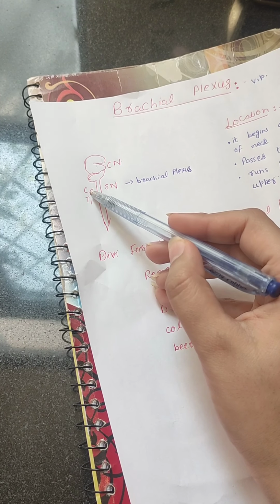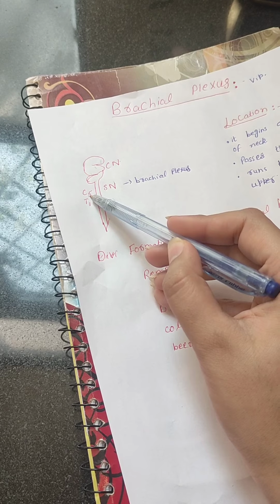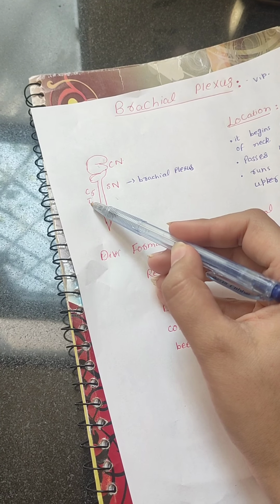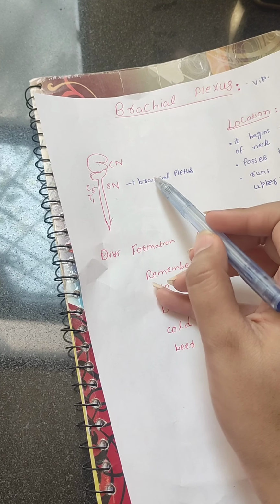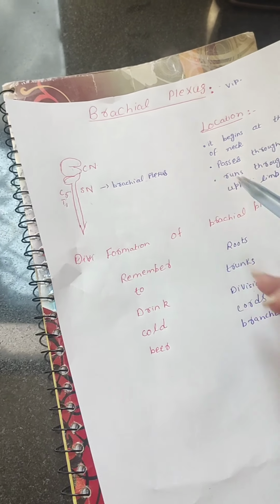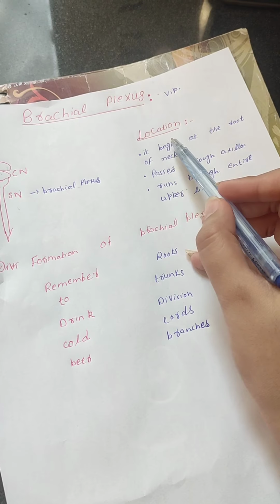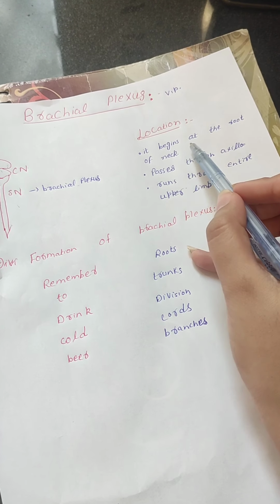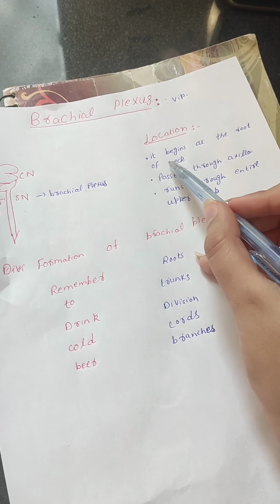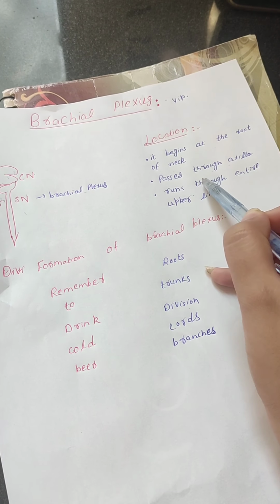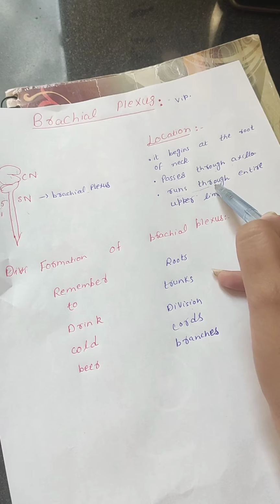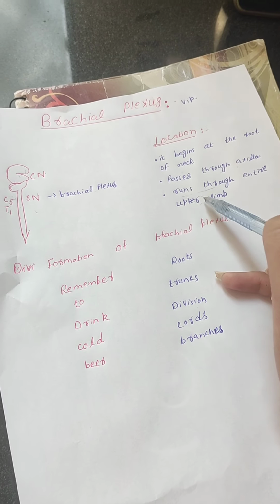So if the root values from C5, C6, C7, C8 and T1, these nerves come out and their nerve fibers form the brachial plexus. To know the location of brachial plexus, you should know that it begins at the root of the neck. After passing through the root of the neck, it passes through the axilla, and from the axilla it enters into the upper limb and it innervates the upper limb.